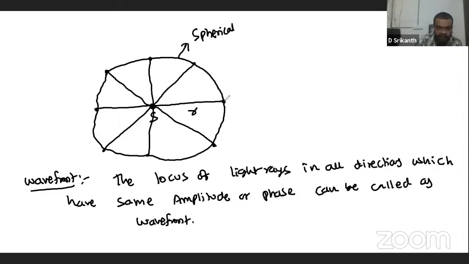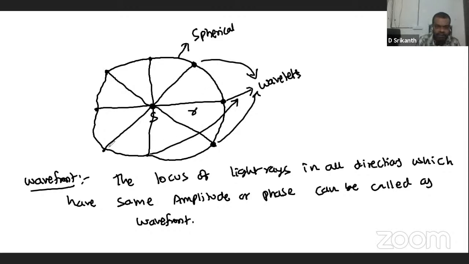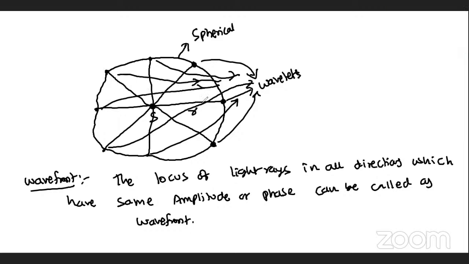Wavelet means the point at which the light waves, all these are light waves only, will have the same amplitude. This one, and this one. All these points can be called wavelets.